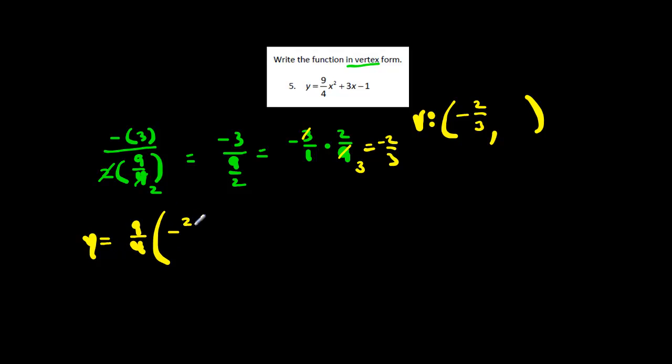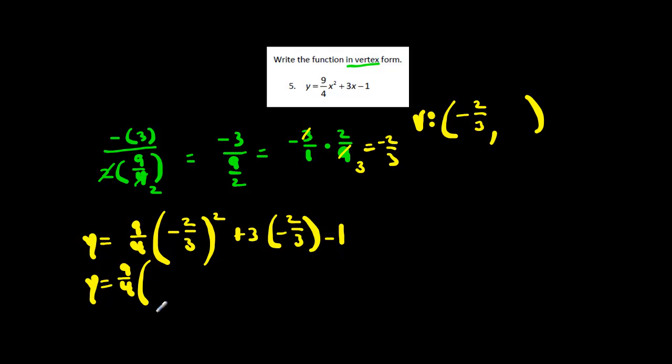9/4 times negative 2/3 squared plus 3 times negative 2/3 minus 1. You'll have 9/4 times, square this, you get 4/9, minus, because it's a positive times a negative, the 3 and 3 cancel, so you have a 2, minus 1. 9/4 times 4/9 all cancel, so you have a 1 here. 1 minus 2 minus 1 is a negative 2.